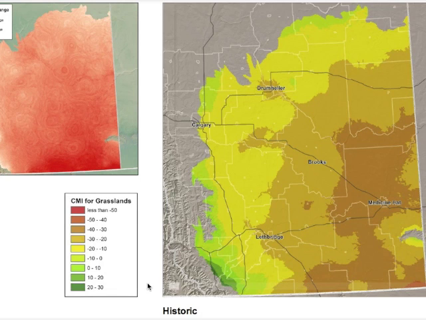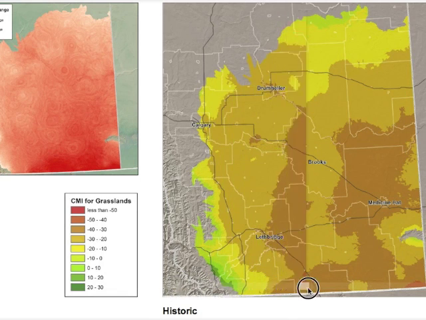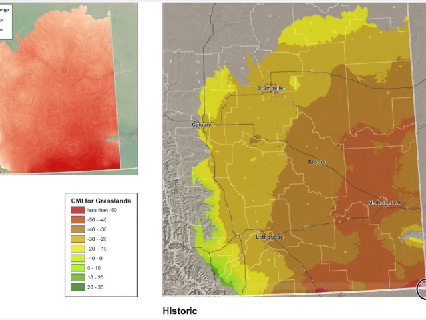The larger map on the right depicts historic and future predictions of the Climate Moisture Index for the Grassland Natural Region. You can use the slider bar to move from historic conditions to the predicted 2050 condition. This map helps us understand that there will be a general trend towards drier soils in the coming decade.